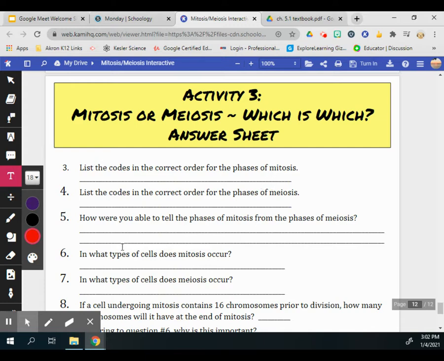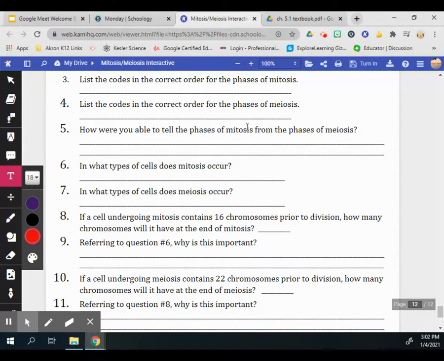After you do 3 and 4, you're going to tell me again, how could you tell the difference between the phases of mitosis and the phases of meiosis? How did you know the difference? And then you're probably going to want to pull up your notes from when we did the mitosis and comparing both of the processes, because there were some tables that really separated the two and compared and contrasted them well. So it's going to help you with these questions.